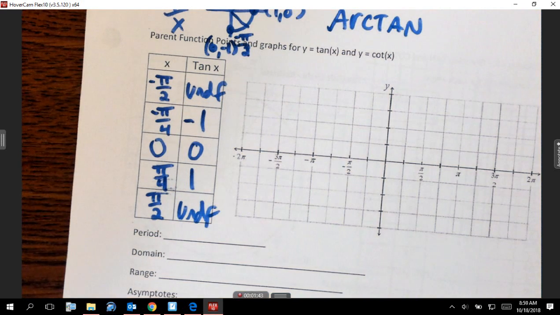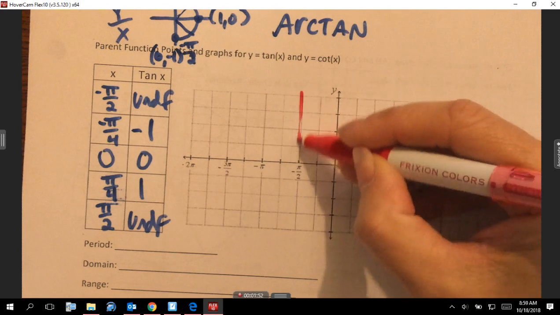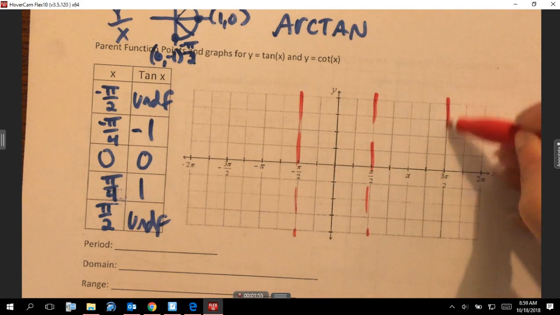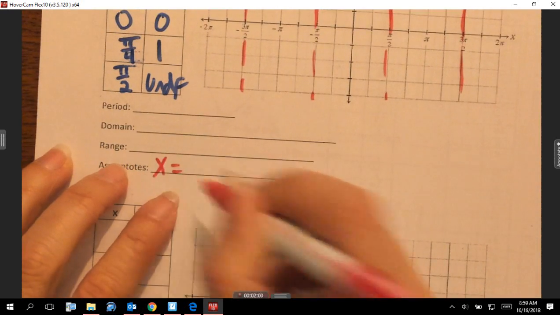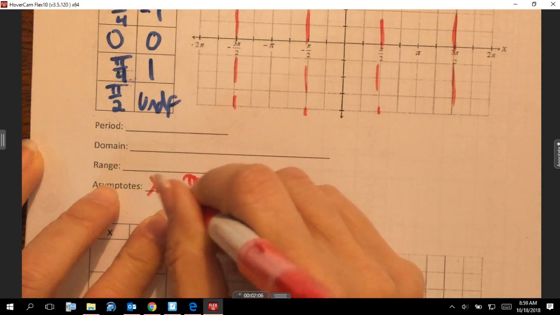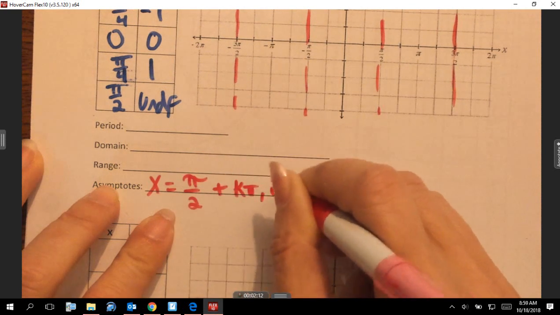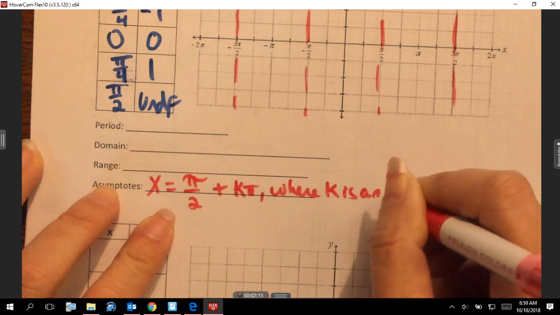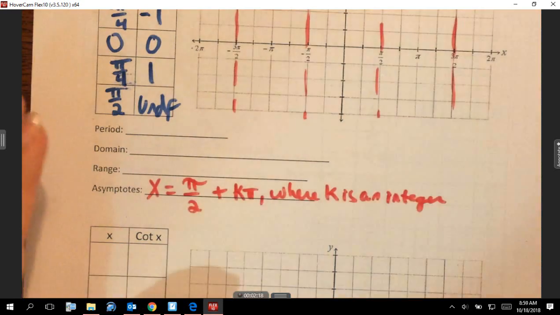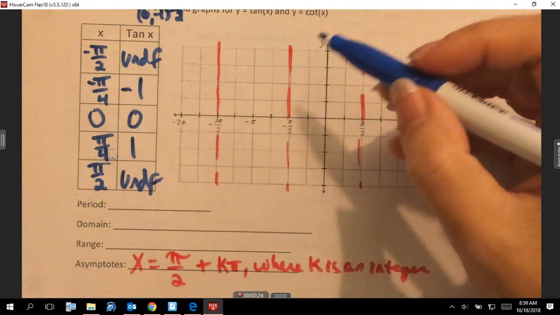Do we have any asymptotes? We do. So put our asymptotes at negative pi over 2 to positive pi over 2. How far apart are those asymptotes? Okay. So my asymptote line, I'm going to write x equals, my first one is at pi over 2 plus, and then they're pi apart, so I'll write k pi, where k is an integer. And then we'll put our points in.